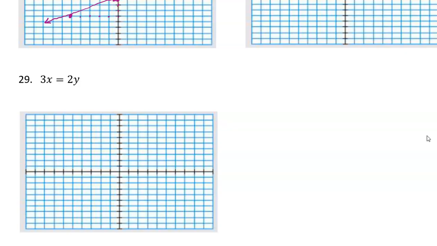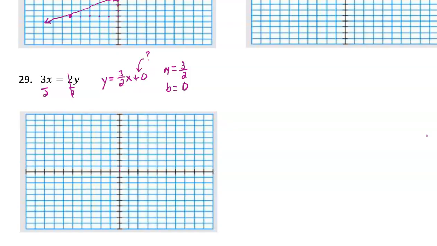Number 29, this does not have the letter y alone. So divide both sides by 2. The 2's cross out, the letter y is going to be alone. Y is equal to 3/2 x. Now, what's the constant term on the end since there's no number there? It's like having +0. So the value of m is 3/2 and the value of b is 0.